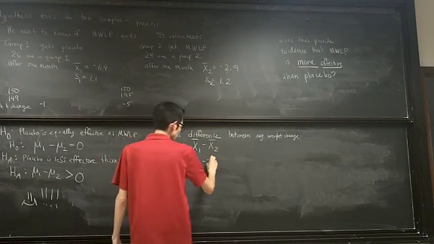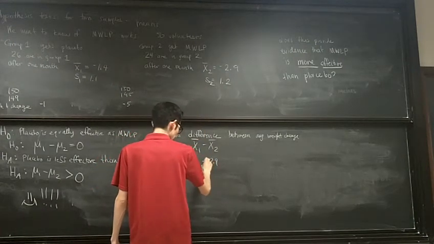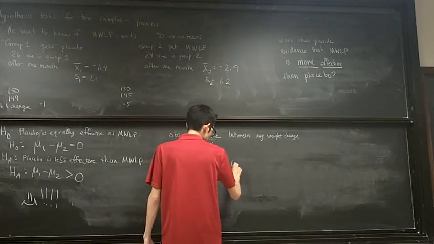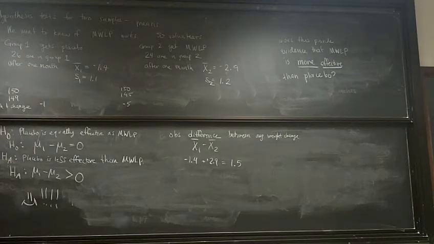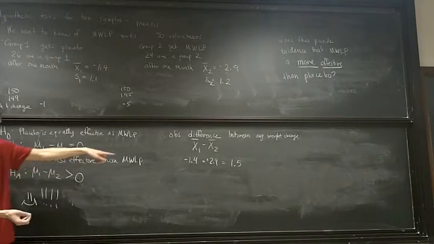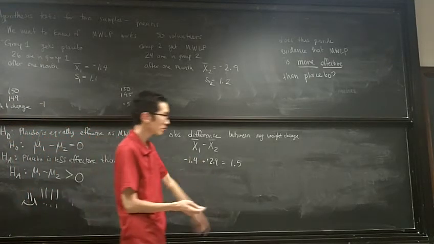Minus over here, negative 2.9. So my average weight change, or the observed difference, is 1.5. So far, the miracle weight loss pill seems more effective in that they lost, on average, 1.5 pounds more than the placebo. Okay? So this is my observed difference.